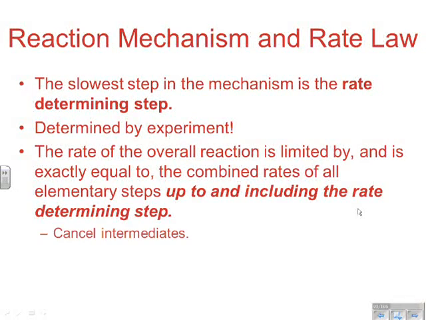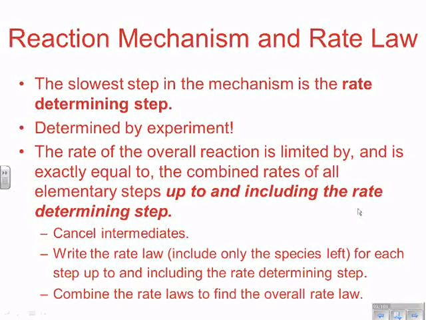Now the rate of the overall reaction is limited by and is exactly equal to the combined rates of all elementary steps up to and including the rate determining step. So basically, what you're going to be doing to use your reaction mechanism to look at the overall rate law is look at all your step speeds and find the slowest step and underline it. Everything before that line can be a part of your overall reaction mechanism. Everything after that line is going to be totally dropped.